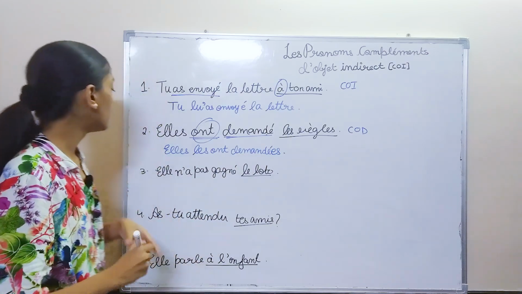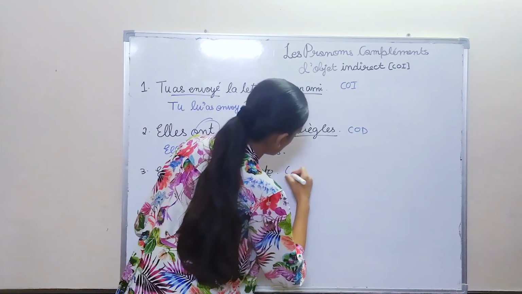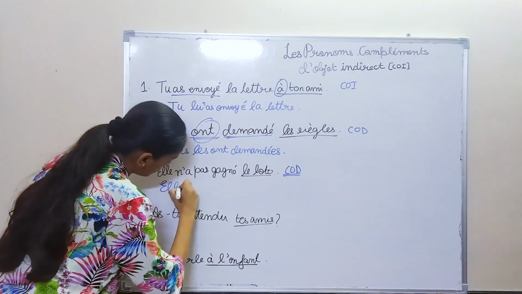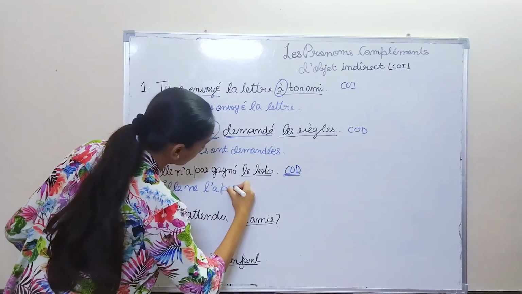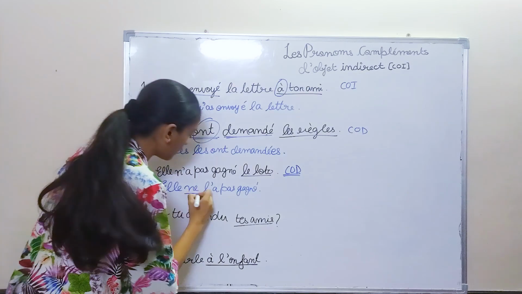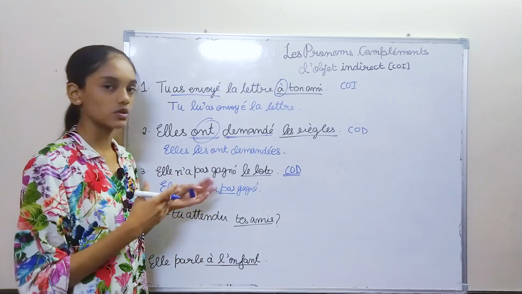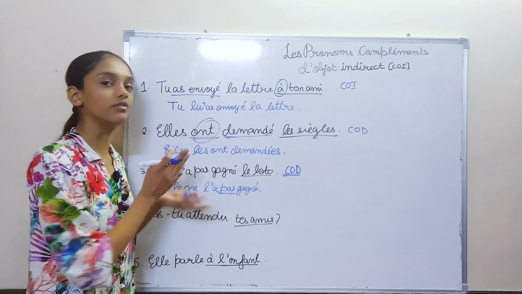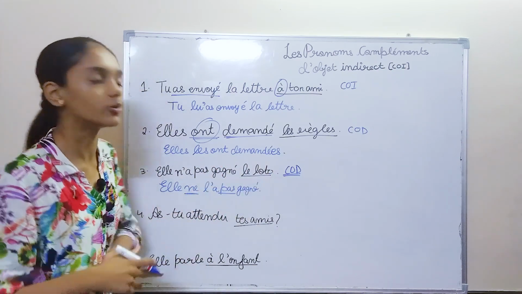The next one, elle n'a pas gagné le loto. So again, le loto, it's COD. So it will become elle ne l'a pas gagné. So as you can see, the ne...pas is around the whole pronoun and the auxiliary verb because it's passé composé. And we do not do any accordance, though it's COD and we should normally do accordance. But as it's masculine and it is singular, there's no need.